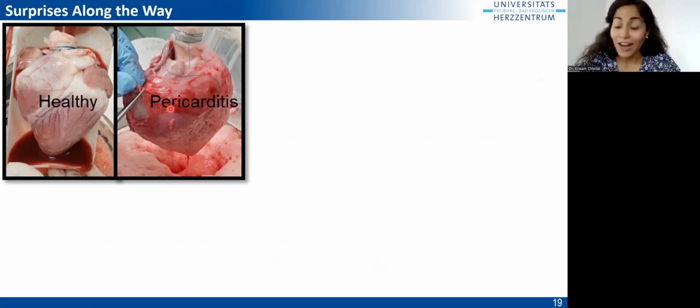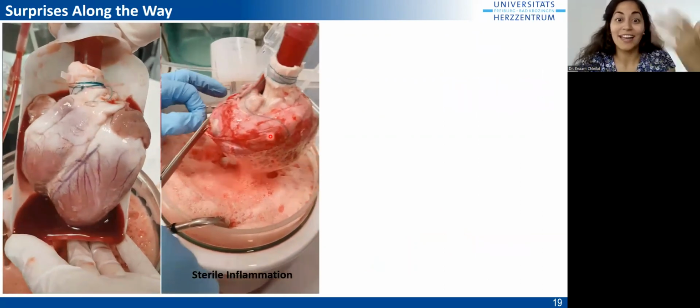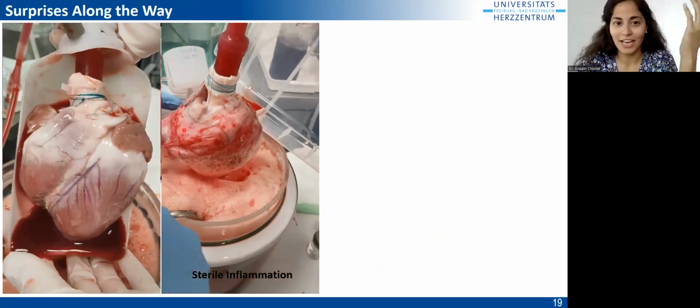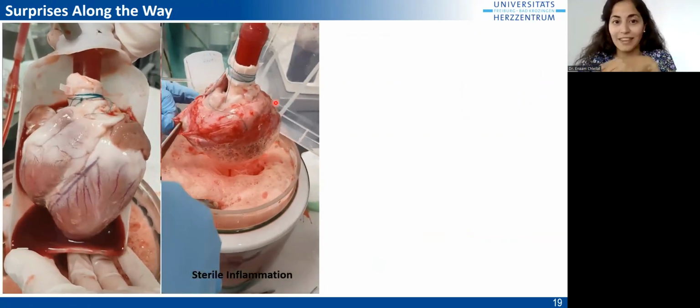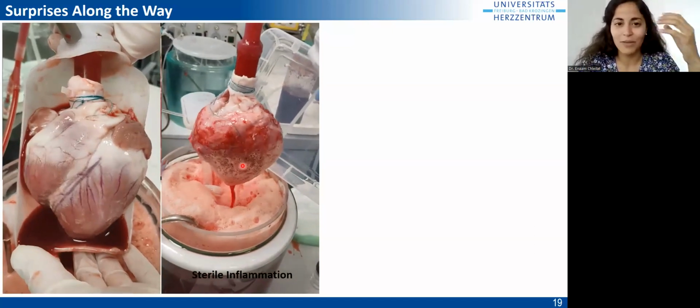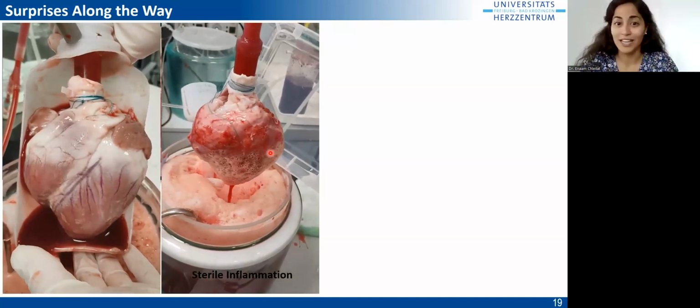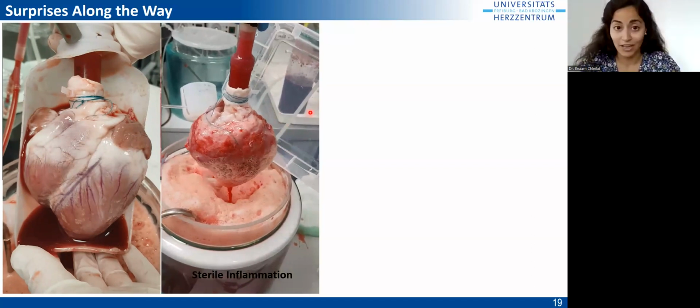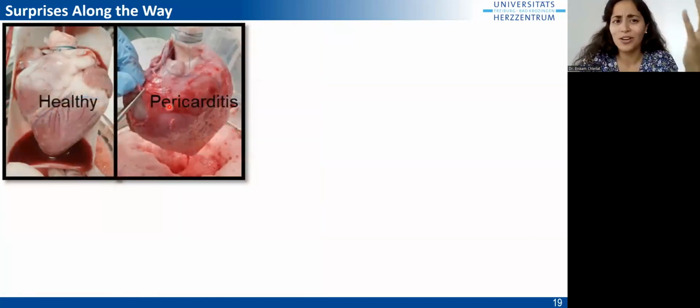Some additional surprises that we've been finding along the way that are totally unexpected is just the high incidence of pericarditis. So this is a Langendorff-fused pig heart, normal, and then in this case with severe pericarditis. This is a form of sterile inflammation. In the clinic, it's reported at about 10%, but with our animals, we actually see this in more than half of our pigs. We think this is underreported because it's actually very hard to see pericarditis.